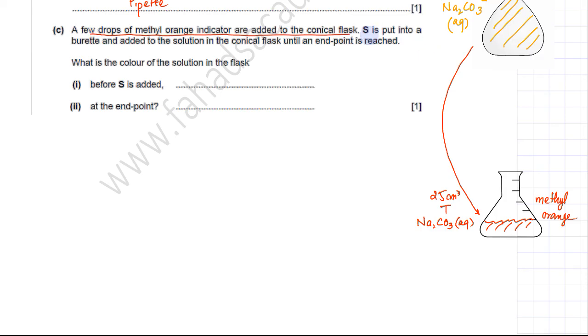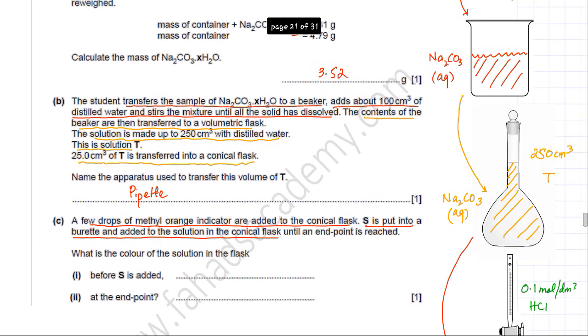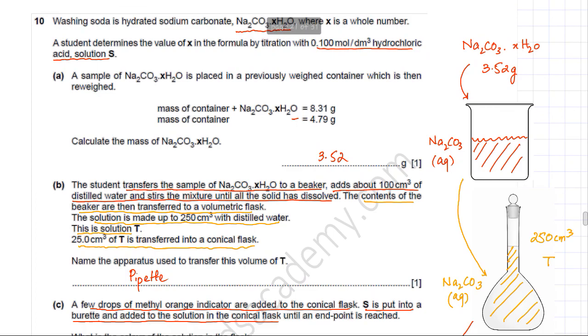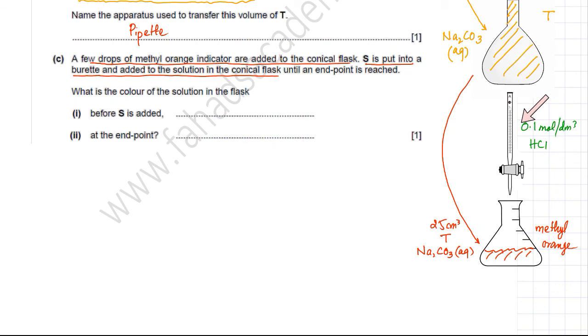After doing that, S is now put into a burette and added to the solution in the conical flask. So we're now going to draw a burette over here. So here is my burette, and S is put into a burette. Remember, S was the 0.1 mole per decimeter cube hydrochloric acid. Let's confirm what S was mentioned very initially in the beginning of the question. Let's go back and see where S was mentioned. So here it is mentioned: 0.1 mole per decimeter cube hydrochloric acid solution S. So it's 0.1 mole per decimeter cube of hydrochloric acid, which is put into the burette over here.